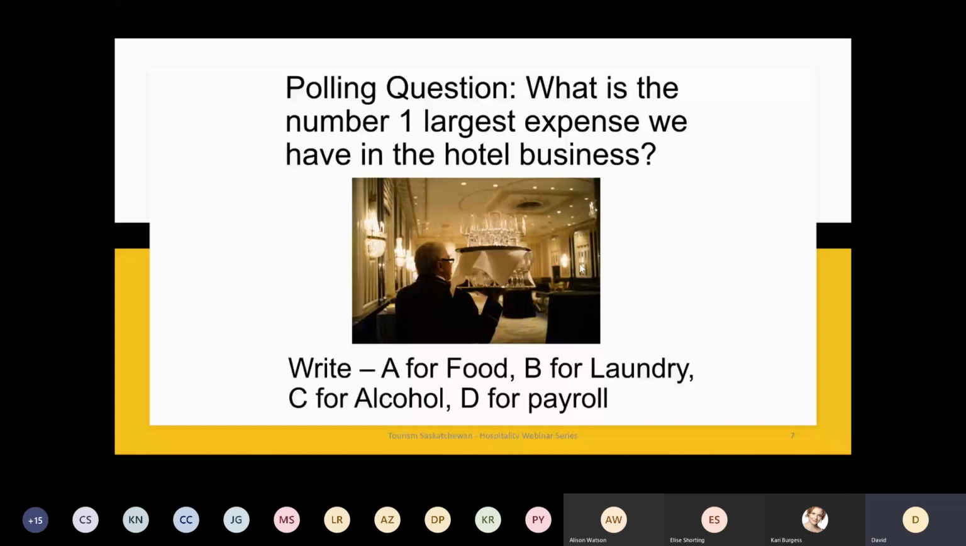Polling question number 1, right off the bat. What is the number 1 largest expense we have in the hotel business? It's multiple choice. Respond in the chat. A, if you think it's food. B, if you think it's laundry costs. C, if you think it's alcohol. Or D, if you think it's payroll. What is the largest single expense we have in the hotel business? We're going to come back to those answers in a few minutes, but please submit those now. A for food, B for laundry, C for alcohol, or D for payroll.